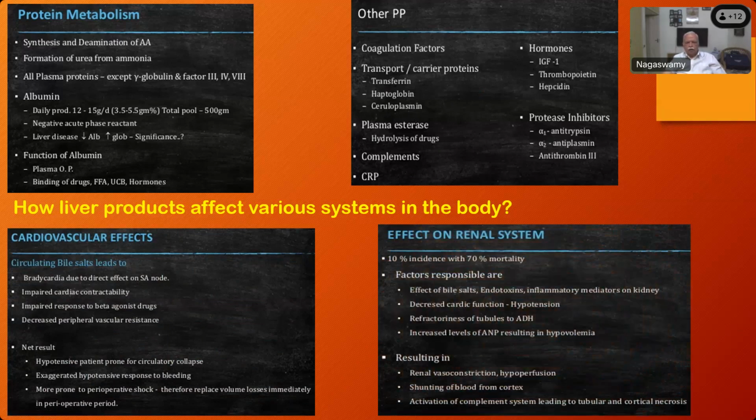Coming to the effect on the renal system, there is a 10% incidence with 70% mortality. This is what is called the hepatorenal syndrome. How is it produced? The effect is by bile salts, endotoxins, and inflammatory mediators. Decreased cardiac function also leads to hypotension. So GFR is also decreased, and there is refractoriness of the tubule to antidiuretic hormone. There is also an increased production of atrial natriuretic peptide.